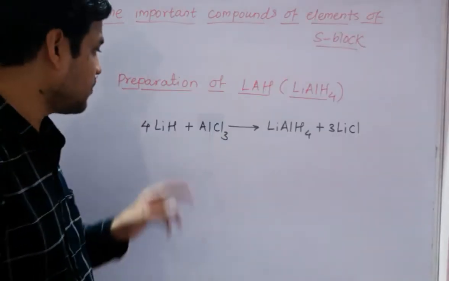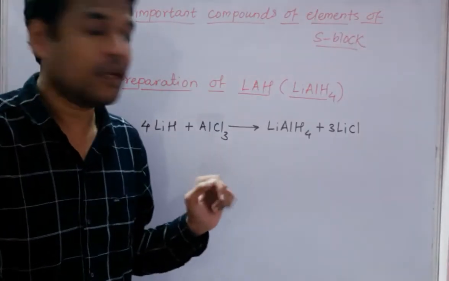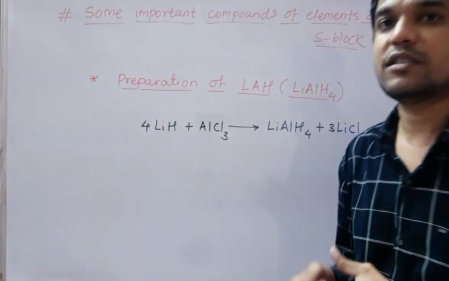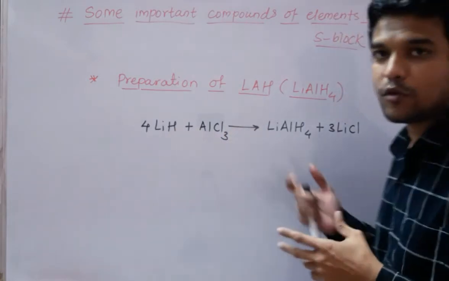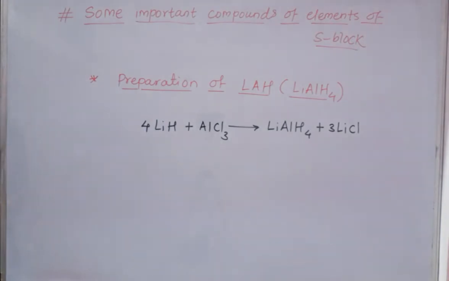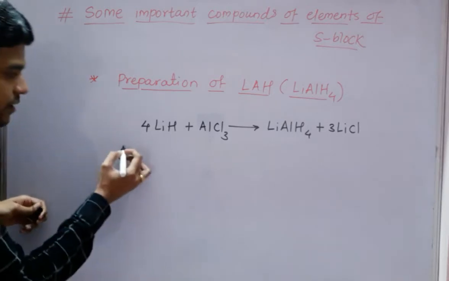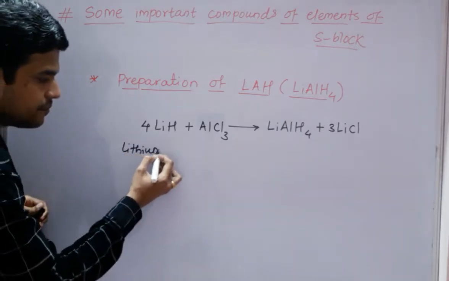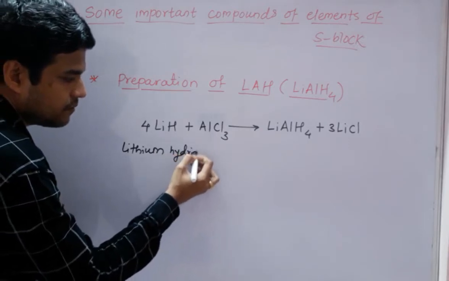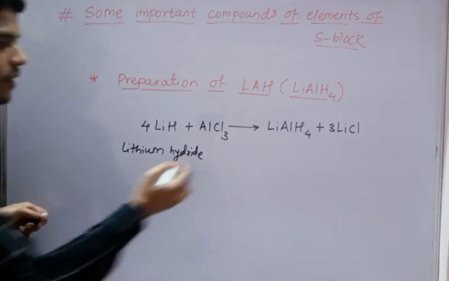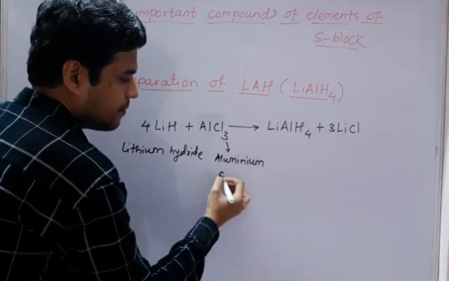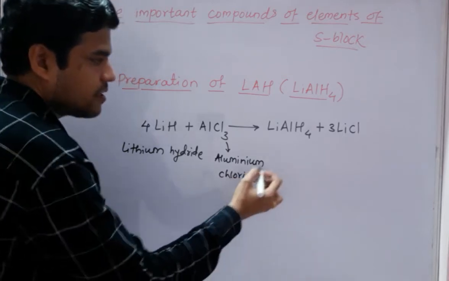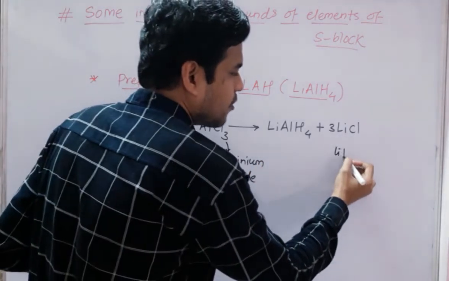So how is this lithium aluminum hydride prepared? It is prepared by the reaction between lithium hydride and aluminum chloride. Lithium aluminum hydride हम prepare कर सकते हैं by the reaction between lithium hydride and aluminum chloride. Very simple reaction. You can note down this reaction. Okay, so after that we will see the properties of lithium aluminum hydride. You can take the names of this. This is lithium hydride. It is aluminum chloride. Then this is lithium aluminum hydride, and this is lithium chloride, side product.